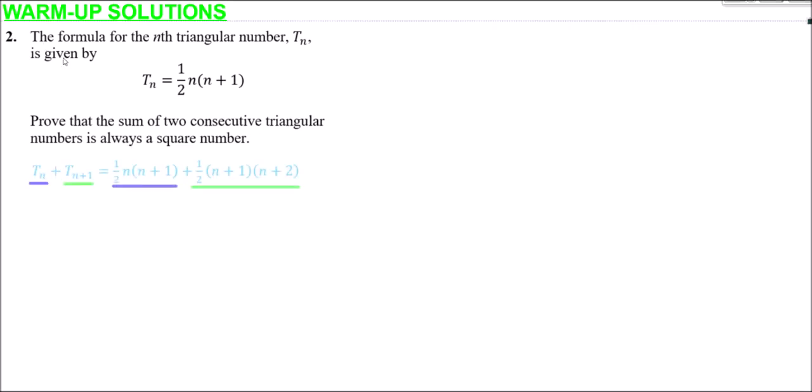So the sum is just going to be obviously one plus the other. So if I just pick the general t subscript n as the first one, and the larger consecutive one as t subscript n plus 1, then using this formula here, t subscript n is just half n, n plus 1, and then for t subscript n plus 1, the n here becomes n plus 1, and this n plus 1 is now n plus 1 plus another one, which is n plus 2.